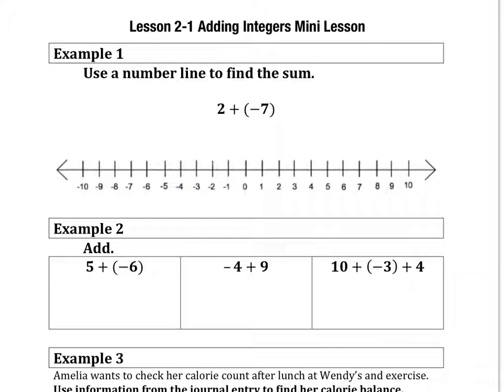Hi everyone. Today's mini lesson is 2-1, adding integers. The first example, we're going to use a number line to find the sum. So the sum is 2 plus -7. 2 being the positive number, we're going to start there.